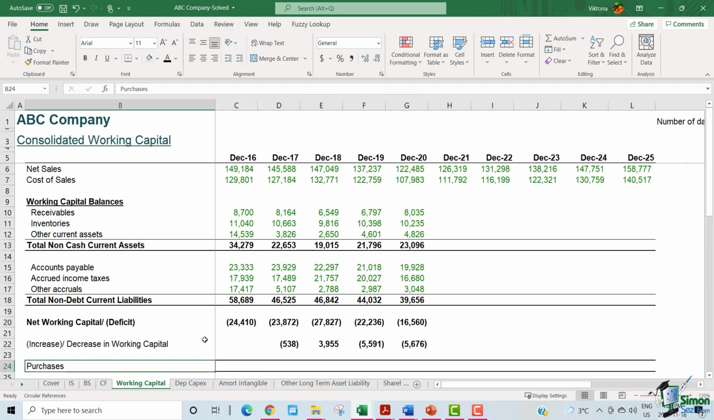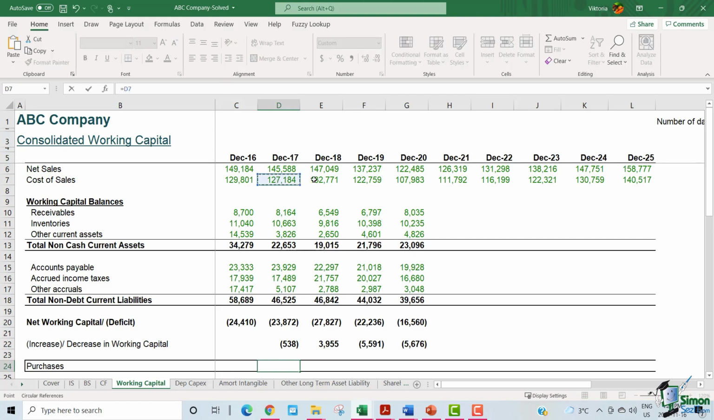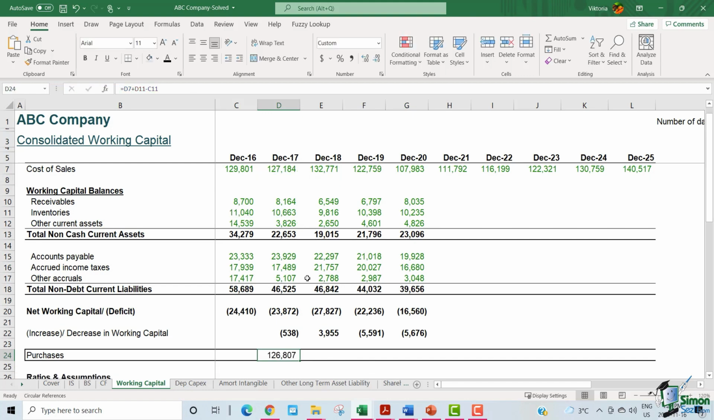Calculating the purchases that ABC has made now. So purchases is simply the cost of sales plus the change in inventory. Let's calculate it for 2017. So we start with the cost of sales for 2017 and we add the inventories for 2017 and then we back out the inventory for 2016. We now have purchases from 17 through 20.